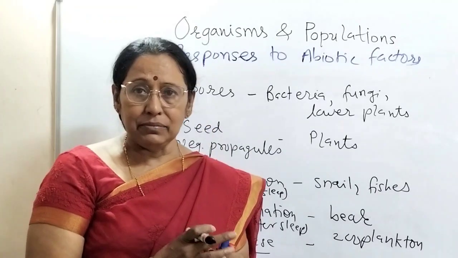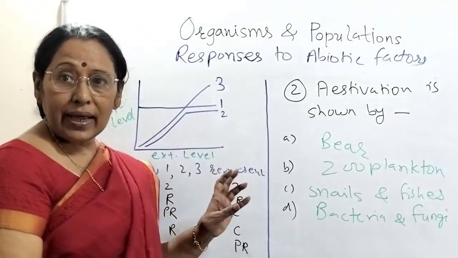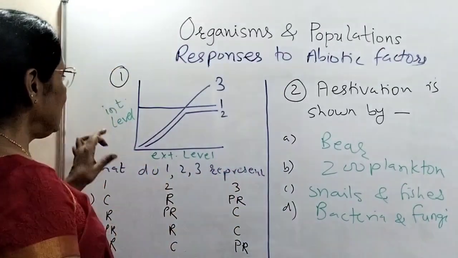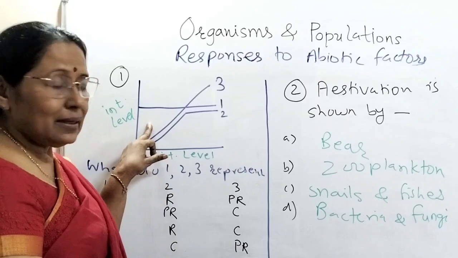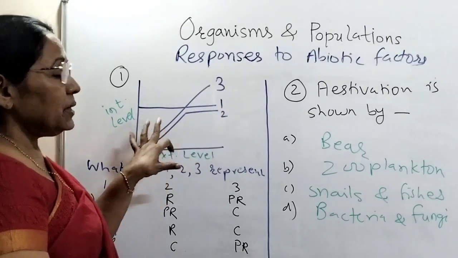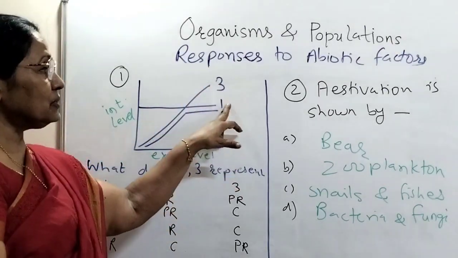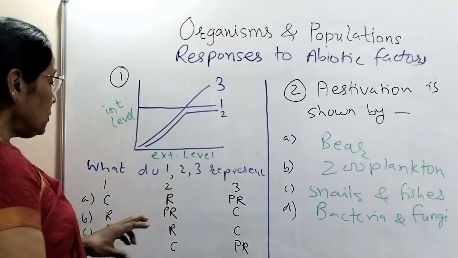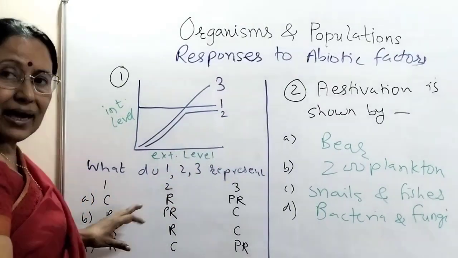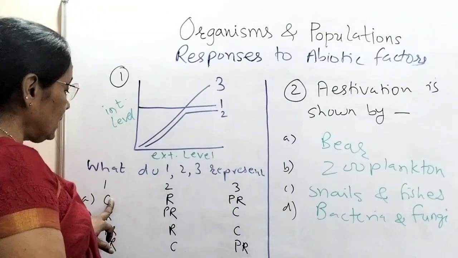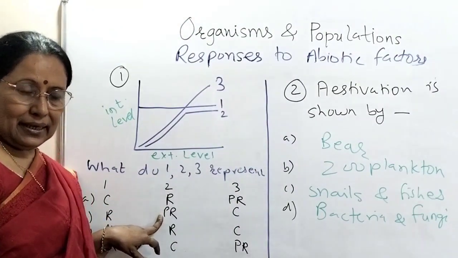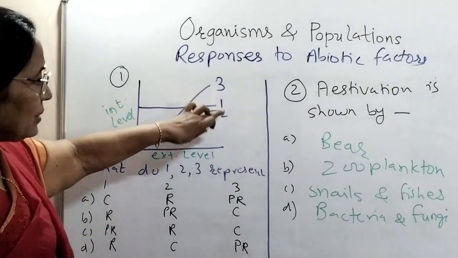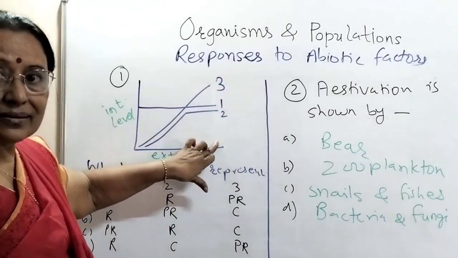We have to see the MCQs now. Now answer these MCQs fast. This is the diagram. You can recognize it. Of these three, you have to recognize what is this 1, 2 and 3. The options given here are, I have written the short form, C for conformer, R for regulator, PR for partial regulator. And here you have to find the one which matches with this one.